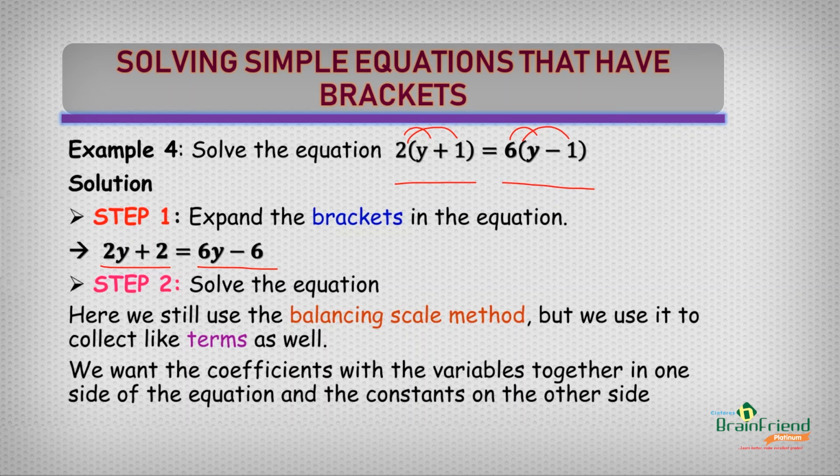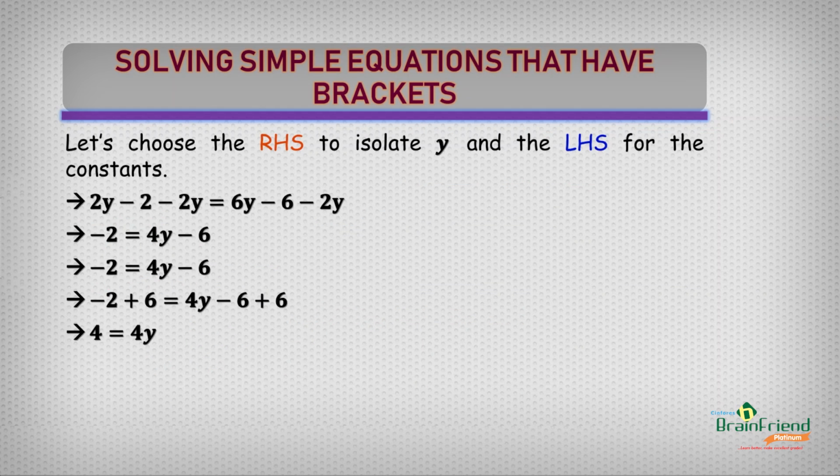Step 2, we solve the equation. Here, we are still using the balancing scale method, but we'll use the balancing scale method to also collect like terms. Now, we want the coefficients with the variable together on one side of the equation and the constant on the other side of the equation. Let us choose the right-hand side to isolate our unknown variable y and the left-hand side for the constants.